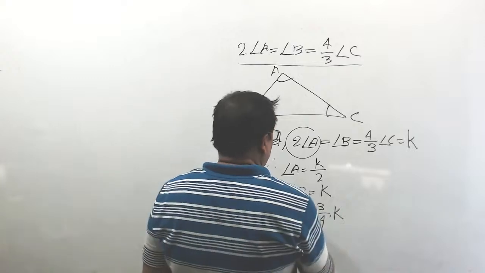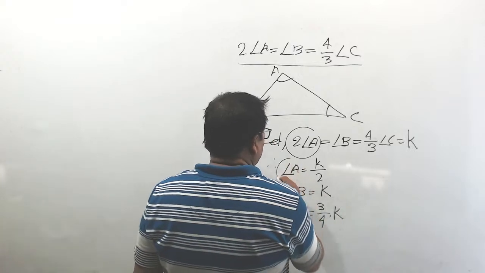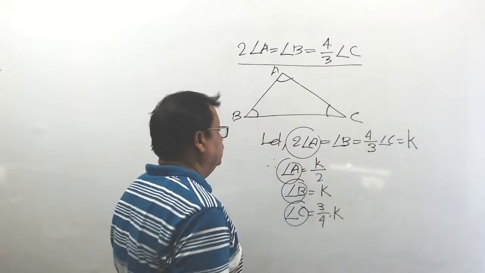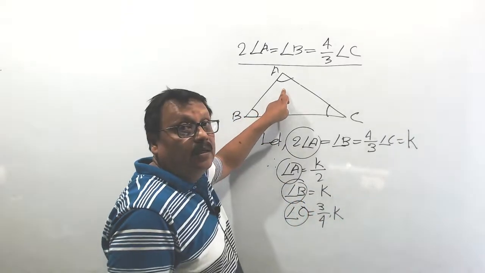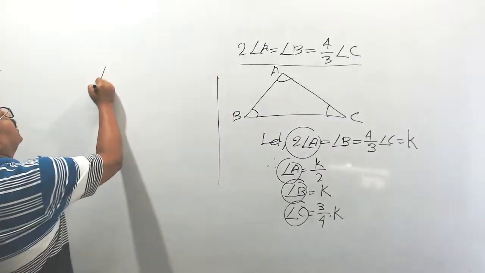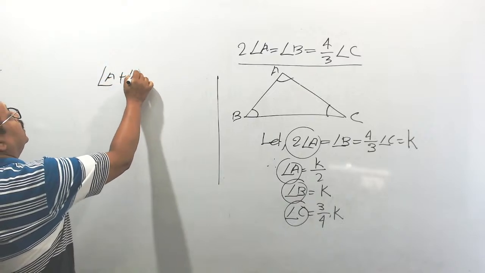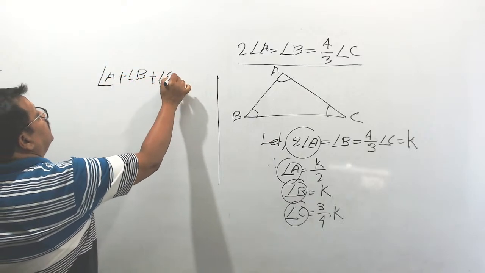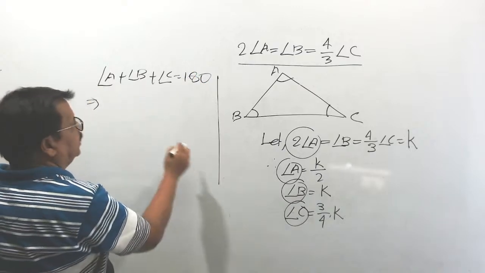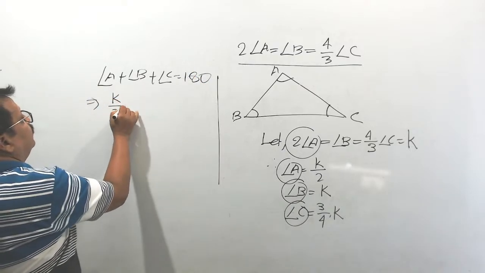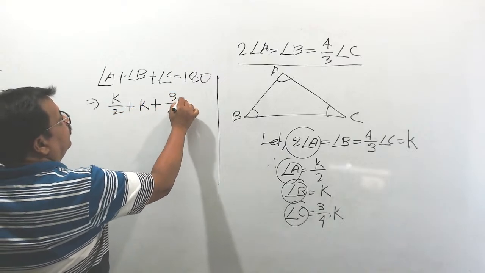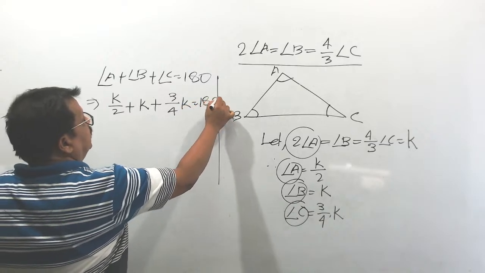Okay. Now, you got the values of the three angles in terms of K. Again, for any triangle, the sum of three angles is equal to what? That is, angle A plus angle B plus angle C is equal to what? 180 degrees. Put the values. What is angle A? K by 2, plus K, plus 3 by 4 K is equal to 180.